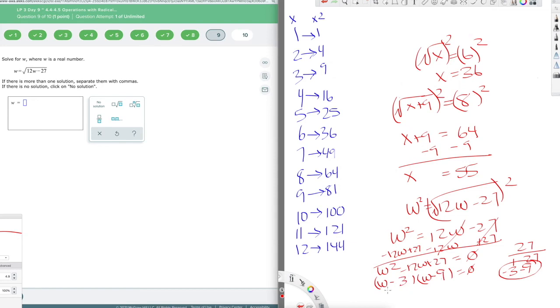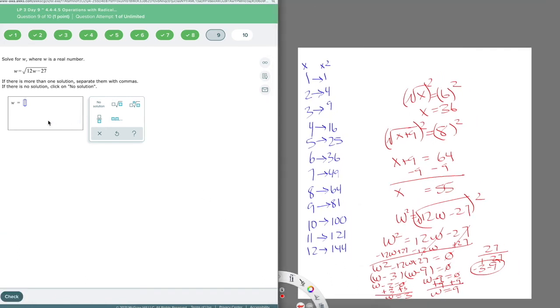Once I factor it down to this point, then I would say each one equals 0. Like this. So W minus 3 equals 0, W minus 9 equals 0. I'd add 3 to both sides. So W equals 3. I'd add 9 to both sides. So W equals 9. So W is going to be 3, 9. It's going to be either one of those. All right.